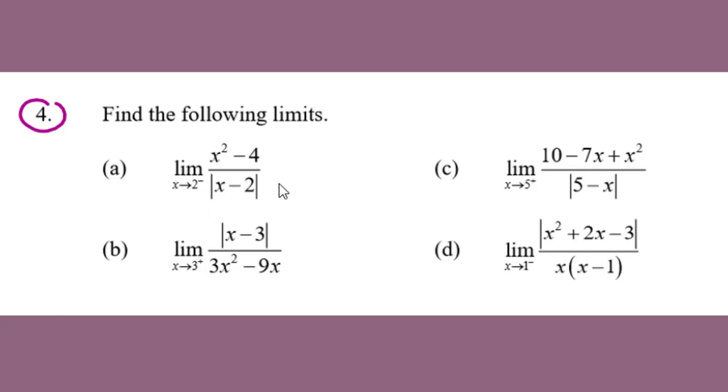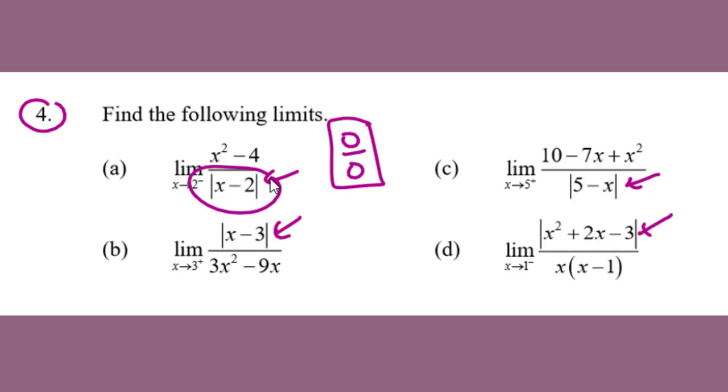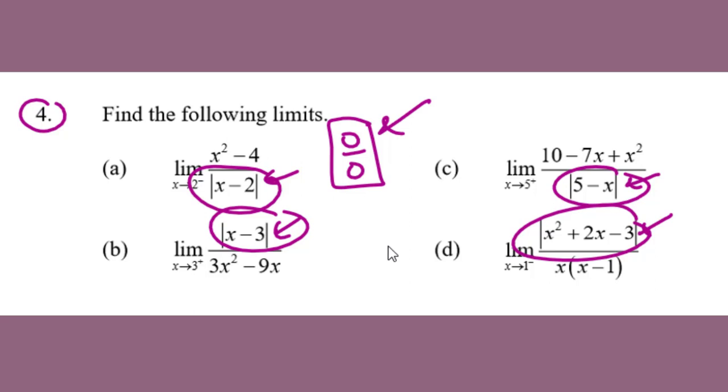Okay, A involves absolute value or modulus. B, modulus. This one also modulus. For modulus, direct substitute. If you get a limit value, it is done. If you get something like 0 over 0, this is called indeterminate form. You need to define the absolute value or factorize. If you substitute directly and get the value, it means that it's done. Okay, that's number 4.